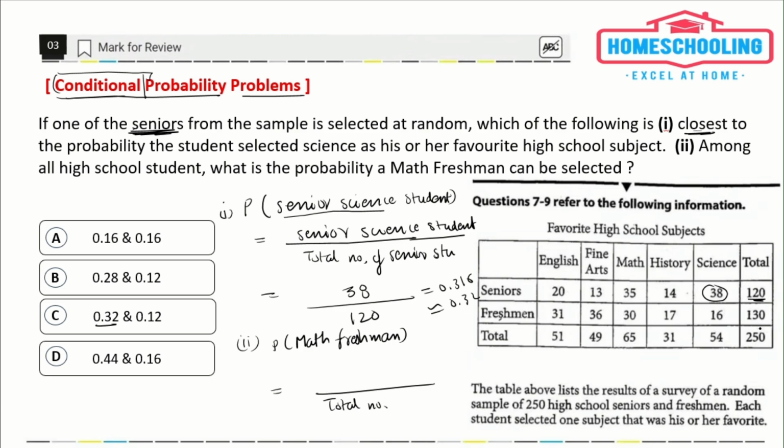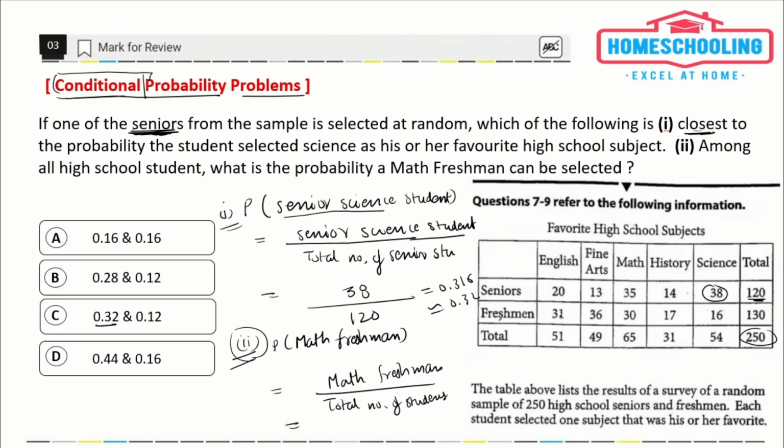So we'll take all the students, the total number of students in high school, and in the numerator we have math freshmen. There is no conditional probability in part 2 of this question. Part 1 has a condition that it should be selected from seniors only. So what is going to be the answer?